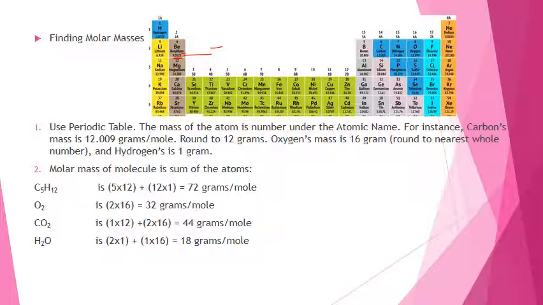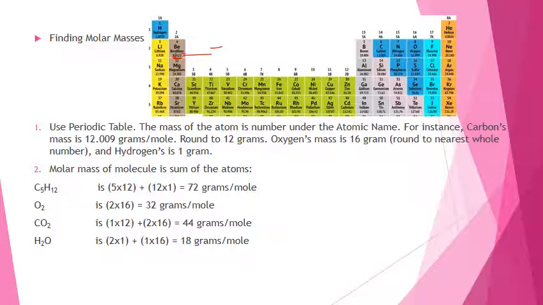But what we do is we round it to the nearest whole number. So beryllium's mass would be 9, not 9.0122. And right now we'll say that beryllium weighs 9 grams per mole, right? And if you look at boron, what you do is round to the nearest whole number. So it's 10.8, so we'll round to 11. So boron's mass is 11 grams.